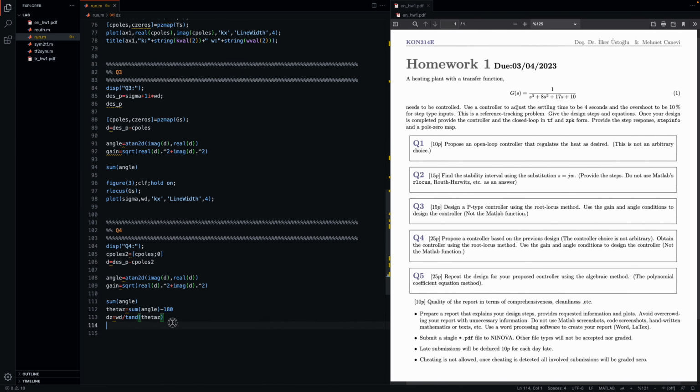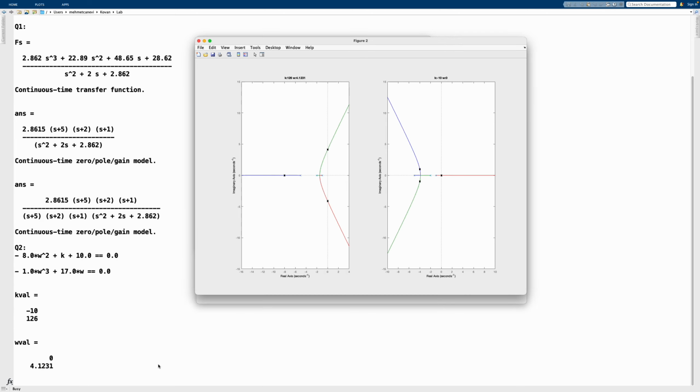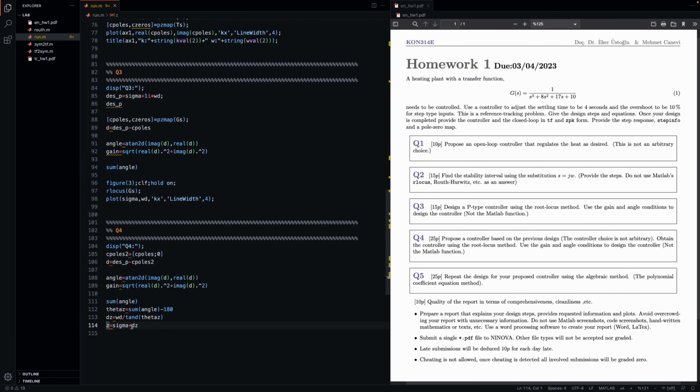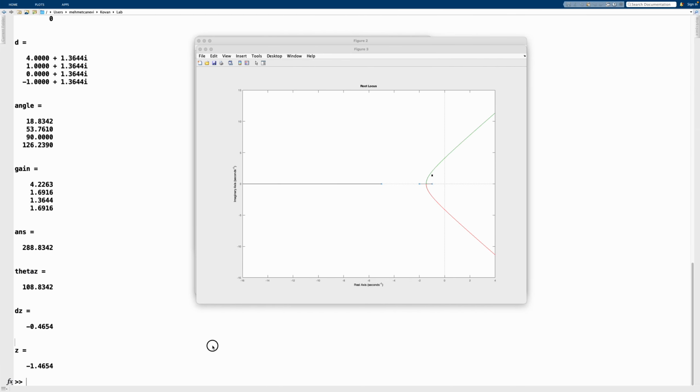So I can now calculate the position of the 0, which is going to be basically sigma, and then plus the distance, I guess. So let's run it. Minus 1.46. I guess that should be minus dz. Yeah, that makes more sense.